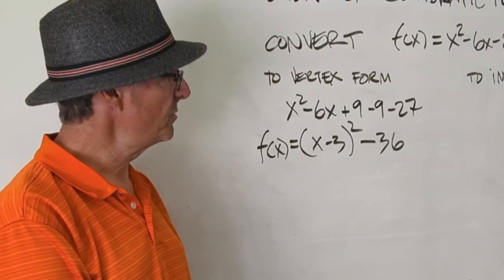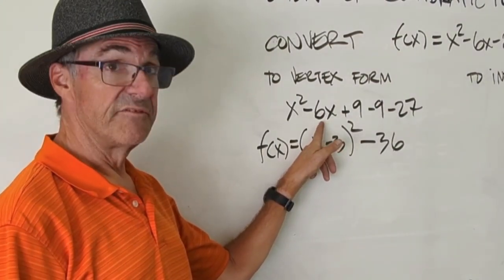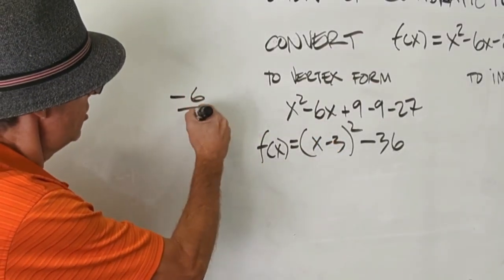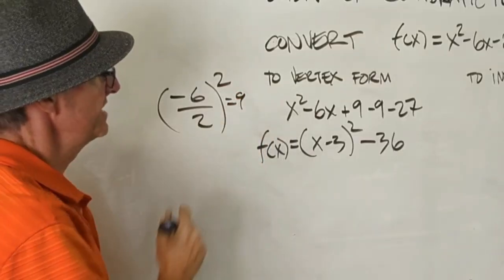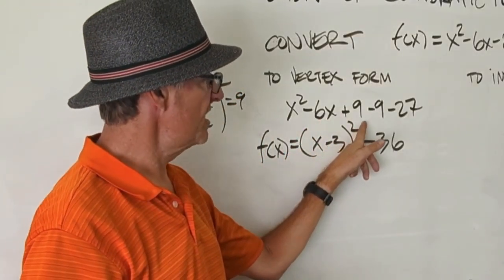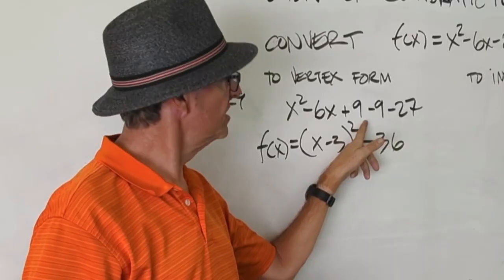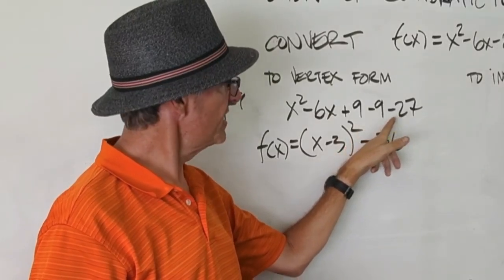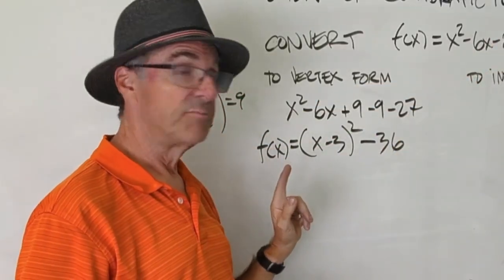All right, this one was a pretty quick one. I take my b and I divide it by 2 and I square it. So that's minus 6 over 2 squared, and that's going to give us 9. So my b over 2 squared is 9. I add that to the function. I can't just add 9 to the function without changing it, so I subtract 9 right next to it. And then I bring down my minus 27 from up there.